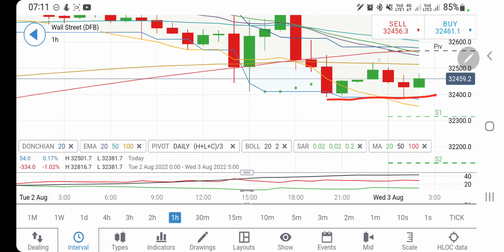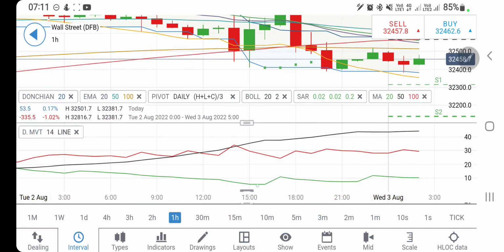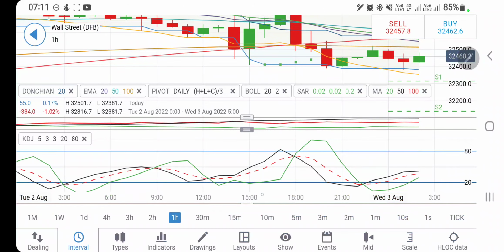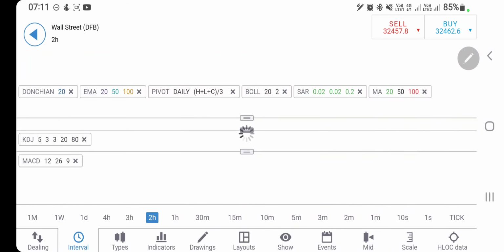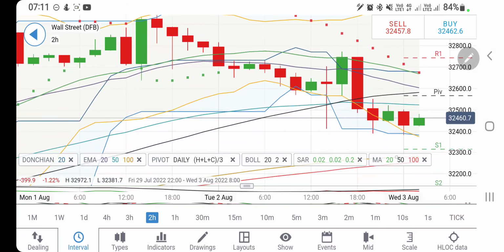US30 is clearly taking a support at 32,400, at the same time giving you lower highs. Do not trade between 32,400 and 500. Very clear. Directional movement is moderately bearish. Stochastic is at bottom. The MACD is trying to converge. RSI is at bottom. And similarly, if you look at the 2 hour charts, lower highs are given, lower lows are given, but 32,400 is proving to be a very strong resistance.